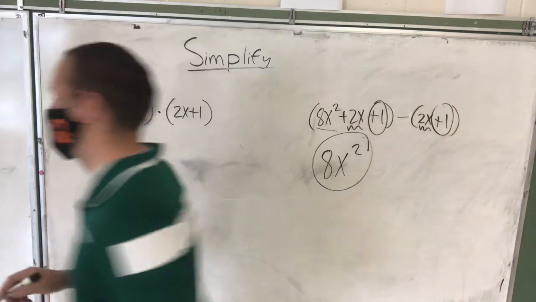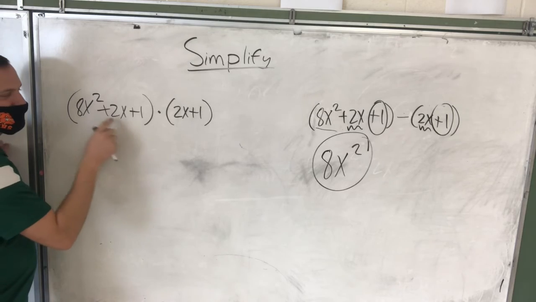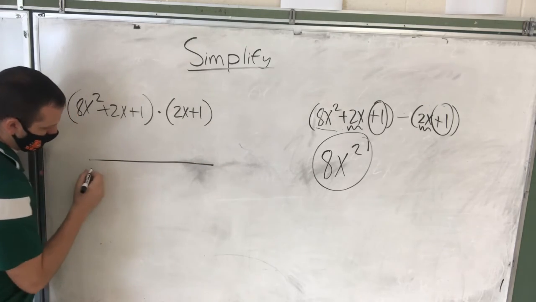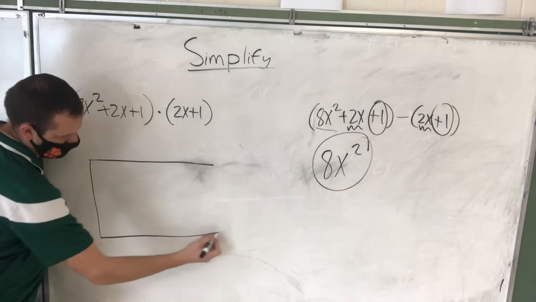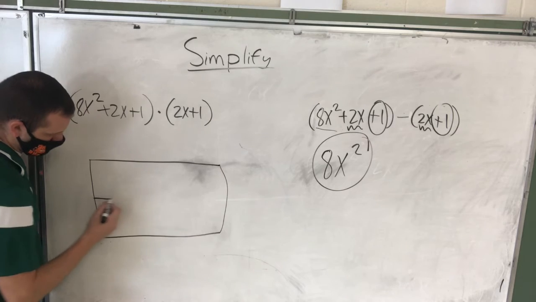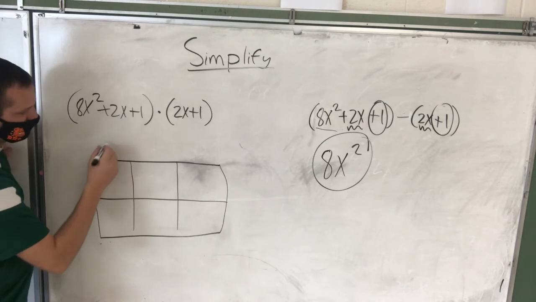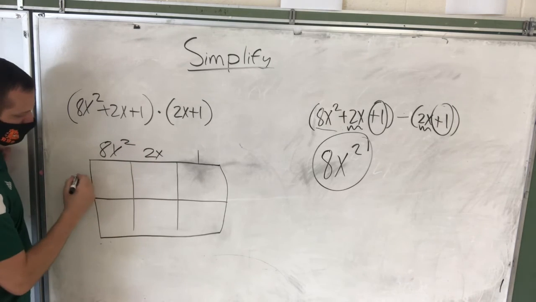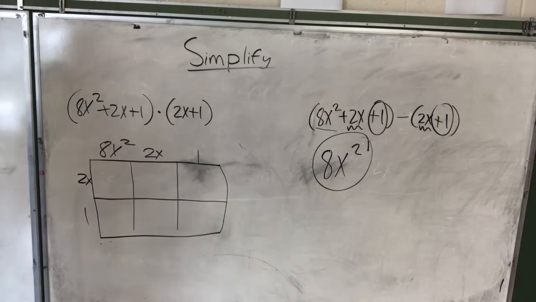Let's look over here. The first one, it's a trinomial. 3. That means that my box is going to be 3 wide and 2 tall. Okay, so 8x squared, 2x and 1, 2x and 1. Let's see what we get.